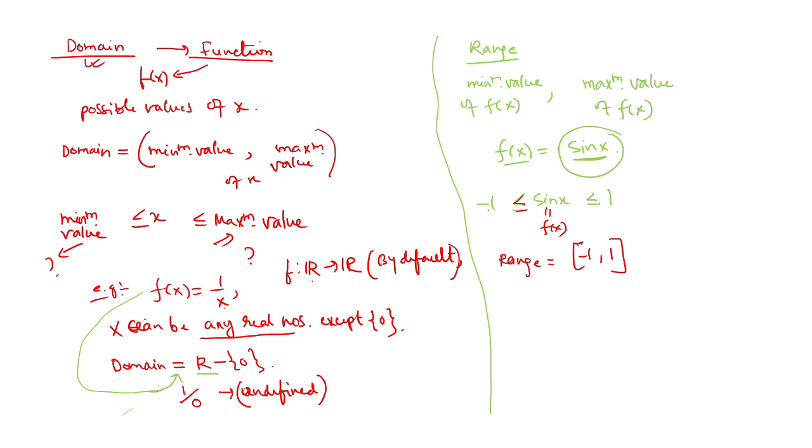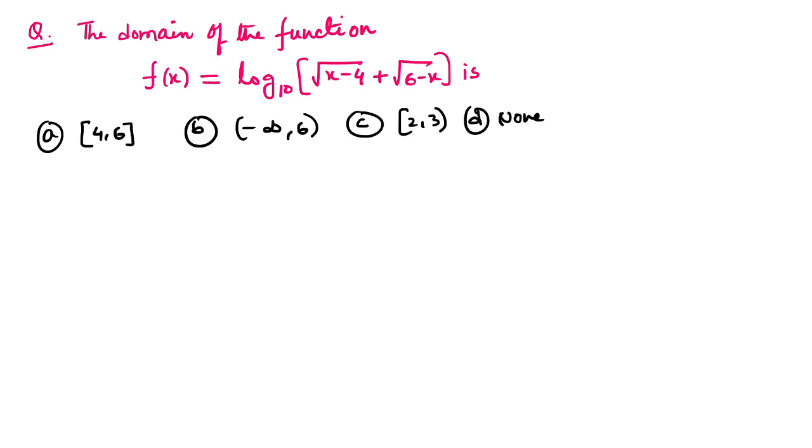So domain is the values of x for which the function is defined, and range is the minimum and maximum values of f(x), nothing else.